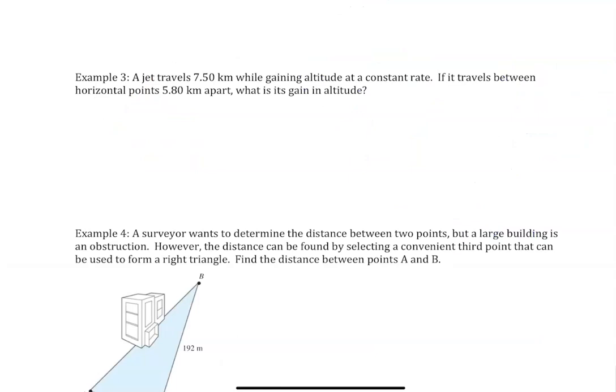Here we have an example of a jet that is traveling 7.5 kilometers. And so that's going to be the air distance while gaining altitude at a constant rate. If it travels between horizontal points that are 5.8 kilometers apart, what is the gain in altitude? So think about the airplane traveling in that direction. It's going to be at some angle up into the air. And then you have your altitude. That'll be the distance from the plane down to the ground at a perpendicular angle.